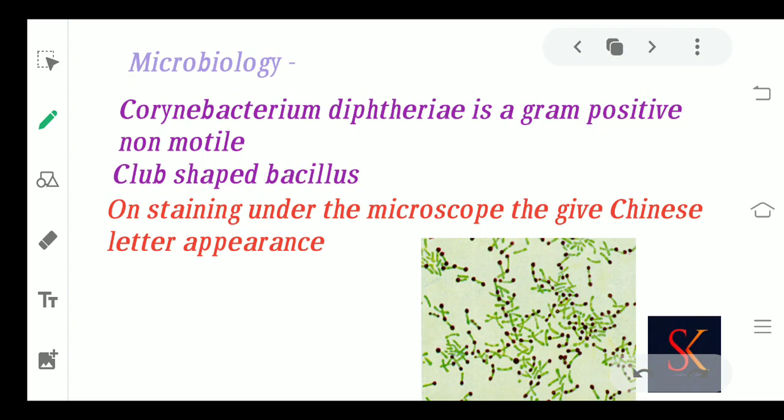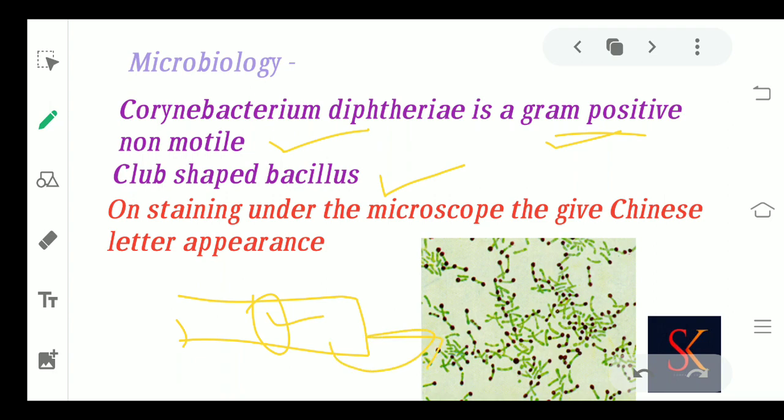Now coming to the microbiology of the organism, Corynebacterium diphtheriae is a gram-positive organism. You know the difference between gram-positive and gram-negative. So this is a gram-positive organism, and then it is non-motile and club-shaped bacillus. Also, when you keep it on a slide and stain this particular microorganism, and view it under a microscope, it will give you a Chinese letter appearance. This appearance here looks like Chinese letters.